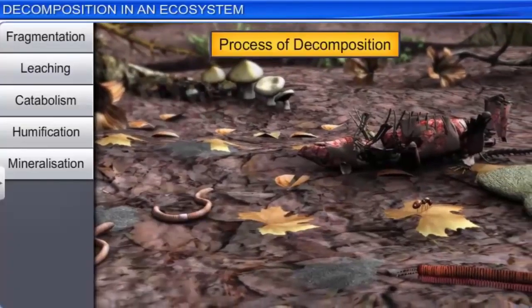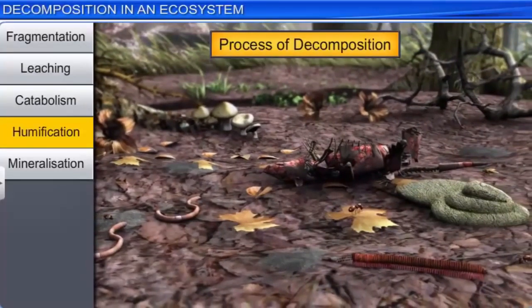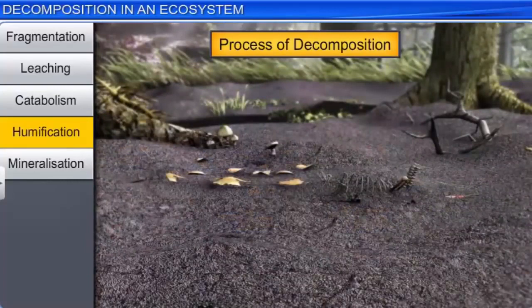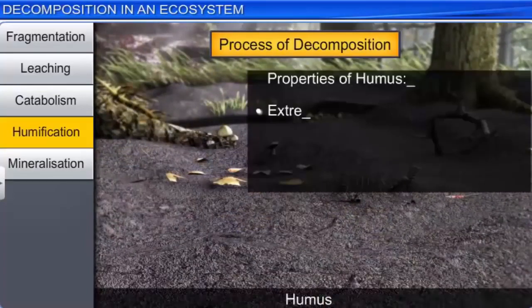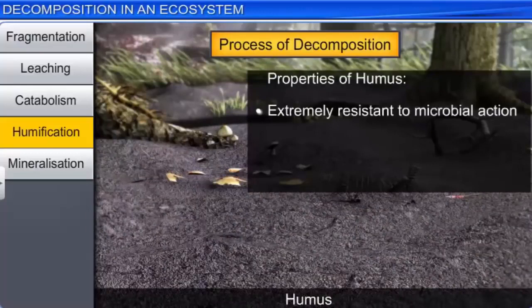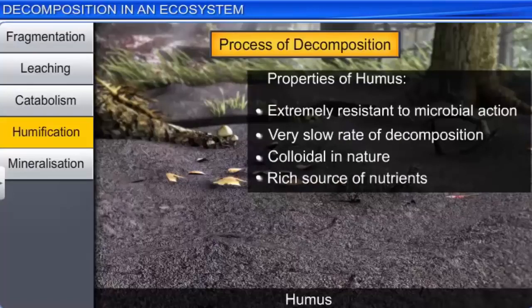The next step of decomposition is humification, where the detritus gets converted into a dark, amorphous substance called humus. Humus is extremely resistant to microbial action and thus has a very slow rate of decomposition. Moreover, it is also very colloidal in nature and therefore serves as a source of nutrients.